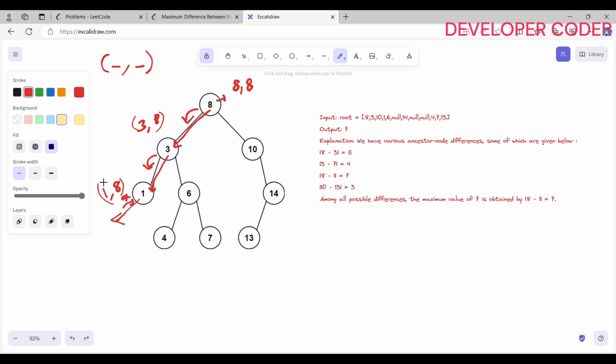Difference between max and minimum: 8 minus 1 is 7. Then we go to its right, and since there is nothing, it is also going to return 7. Okay, 7 value. Then we go to the right of this 3.